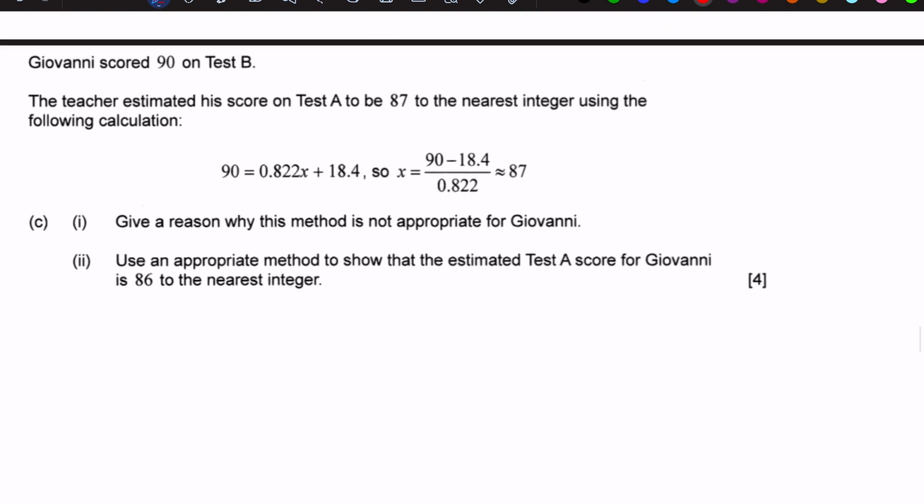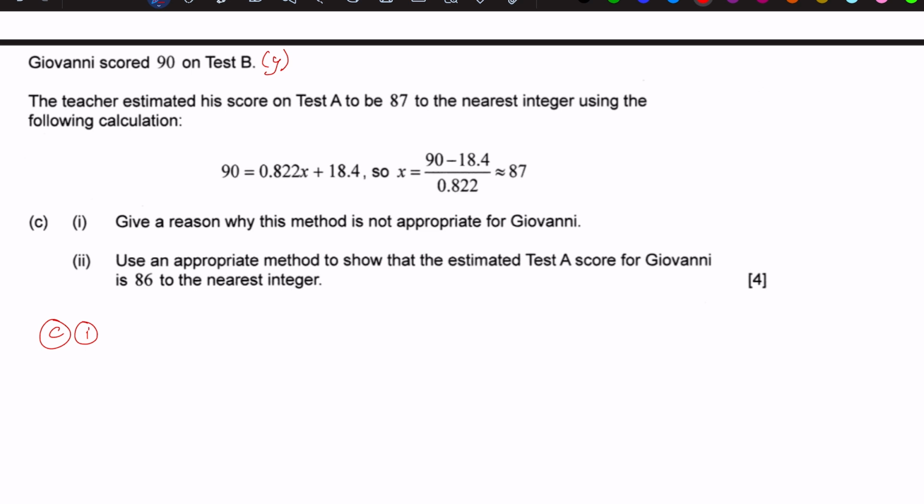Moving on to part C. So we have another guy who scored 90 on test B. So this is the Y data, right? Because test A has been taken as X and test B would be taken as Y. The teacher estimated his score on test A to be 87 to the nearest integer using the following calculation. So here, they are trying to find the value of X from the Y on X regression equation. This is not exactly valid. So first, C1 would be: give a reason why this method is not appropriate.